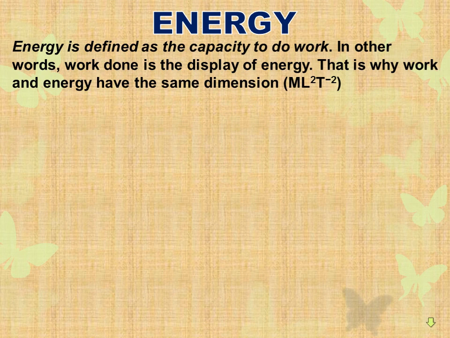Next one is energy. Energy is defined as the capacity to do work. In other words, work done is the display of energy. That is why work and energy have the same dimensions, which is ML square T minus 2. If a body is able to do work, it is said to have energy. It requires energy to move a body over a distance. If we had no energy, then no movement would occur. When an interchange of energy occurs between two bodies, we can consider the work done as measuring the quantity of energy transferred between them. So totally, energy is defined as the ability to do work. We all need some sort of energy to do work. So work is related with energy.